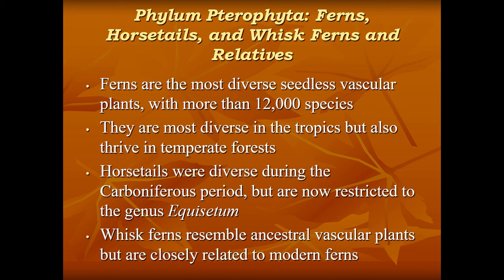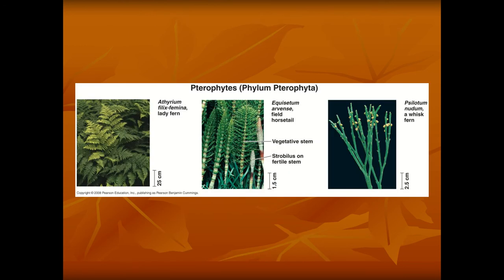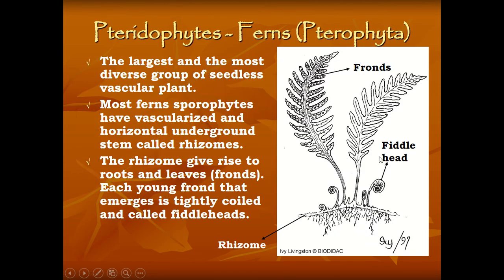Whisk ferns resemble ancestral vascular plants but are very close to the modern ferns. This is the figure of what a fern looks like. As you can see, this is how the fern looks. You can normally find it here, and the horsetail and also the whisk fern. For the first group of phylum pterophytes, the ferns, they are the largest and most diverse group of seedless vascular plants.